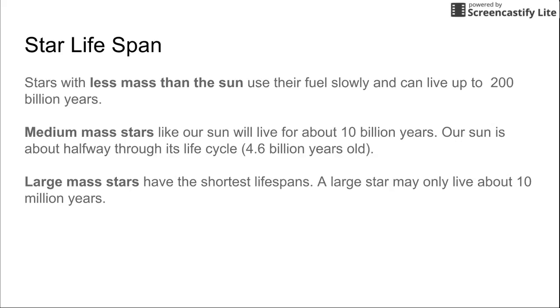Stars with less mass than the sun use their fuel slowly and can live up to 200 billion years. Medium mass stars, like our sun, live about 10 billion years. Our sun is about halfway through its life cycle right now, as it's 4.6 billion years old. Large mass stars have the shortest lifespan, and they only live about 10 million years.